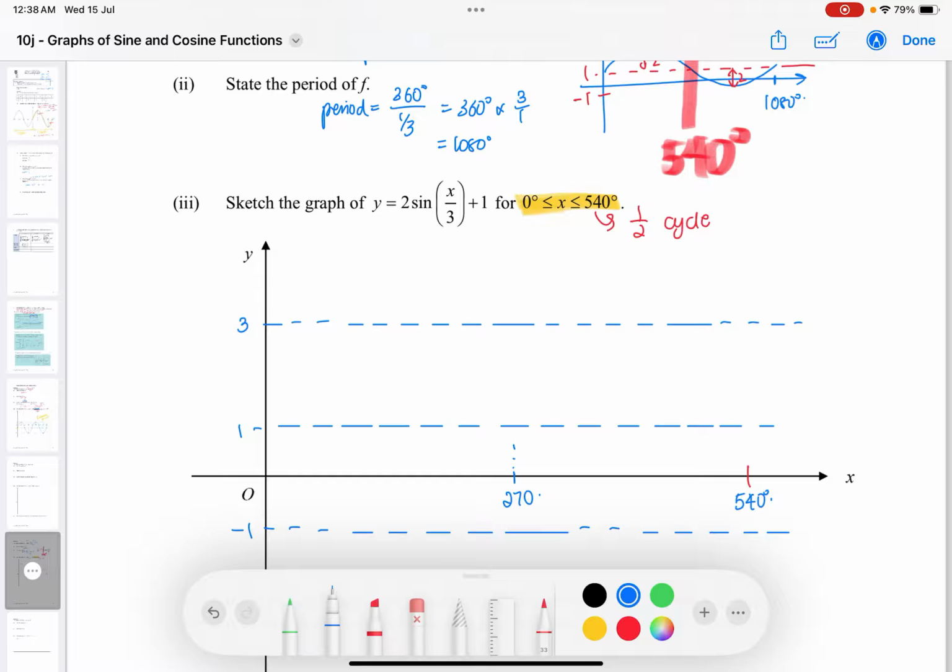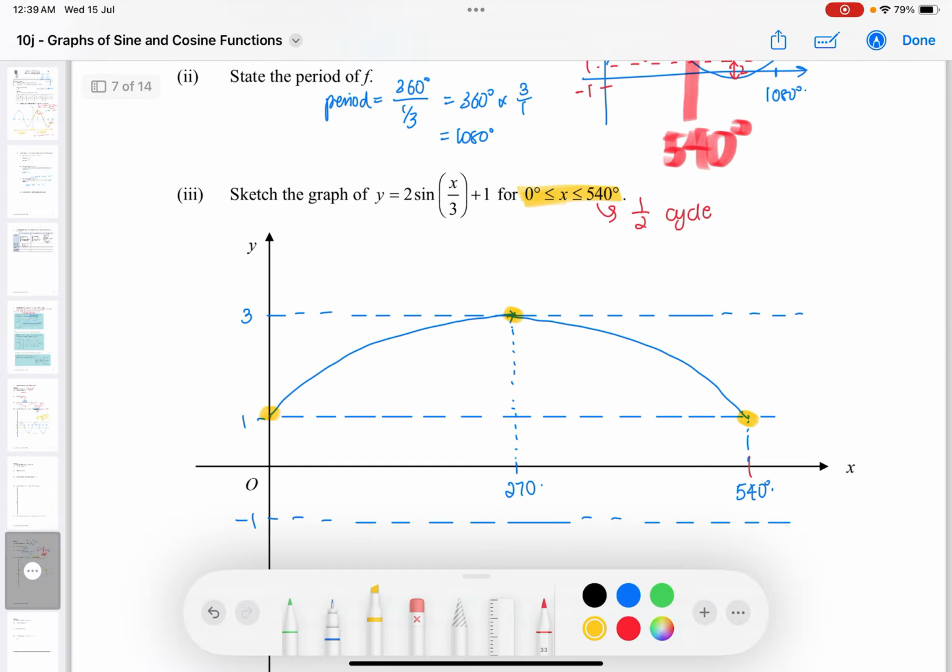Okay, so I know that the maximum value of this graph is at 270. It starts at 1, it goes up, and okay, don't exceed. Draw again. Then it comes down. Oh yeah. It's a bit difficult to draw on the iPad. At 540. Okay, so these are the few critical points as per usual. Here, here, and here. And that's it. This is our example 3.